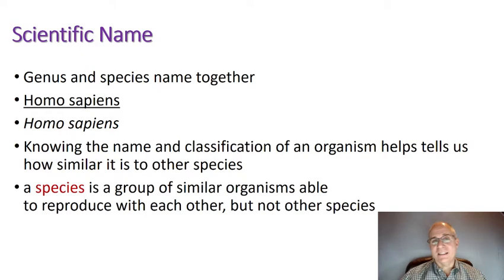So a species, I want to talk about that just a little bit. So a species is a group of similar organisms that are able to reproduce with each other, but are not able to reproduce with other species.